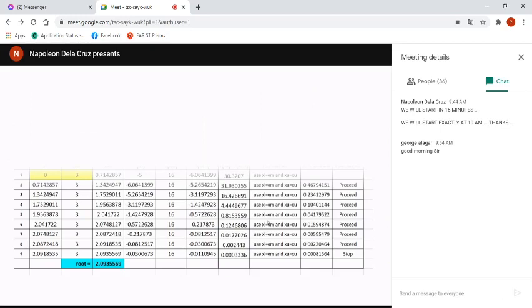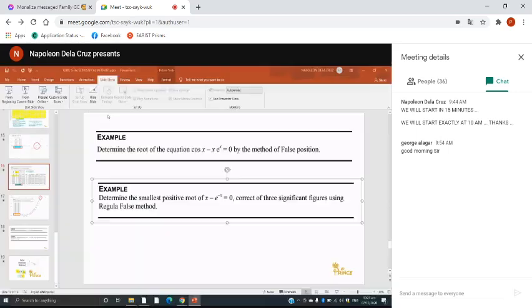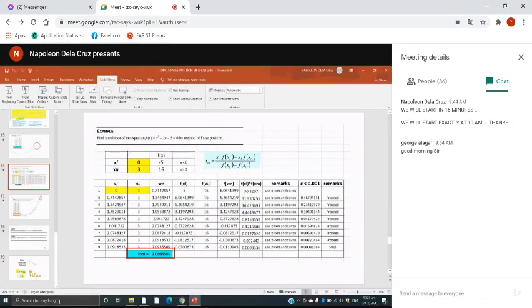Okay. Example number 2. I will not explain this in further detail. So you have now the function here. Let's check. I'll just go to my Excel.